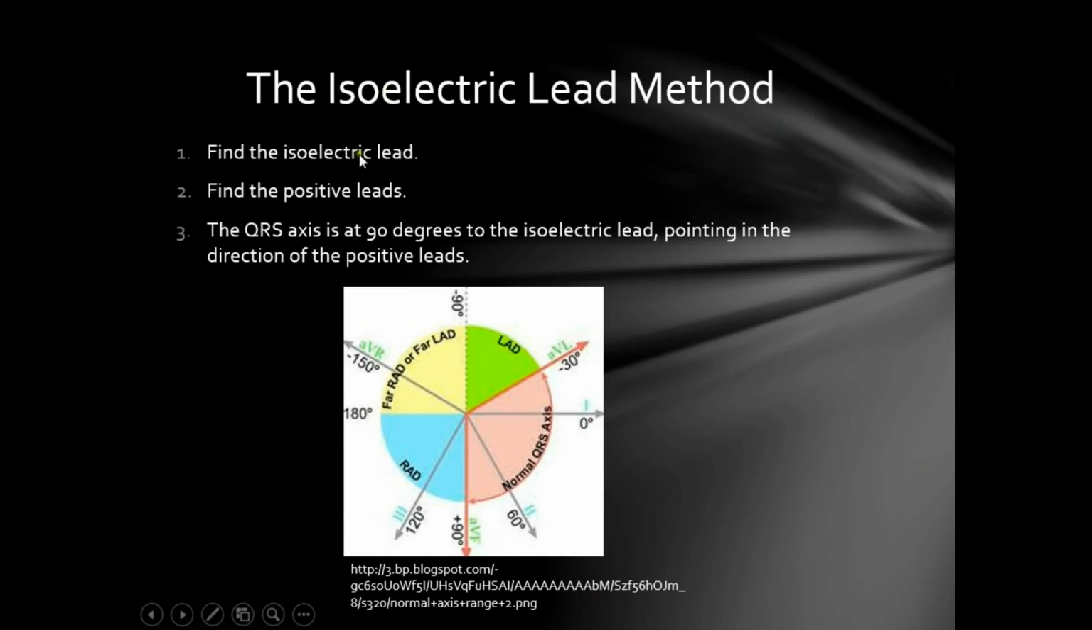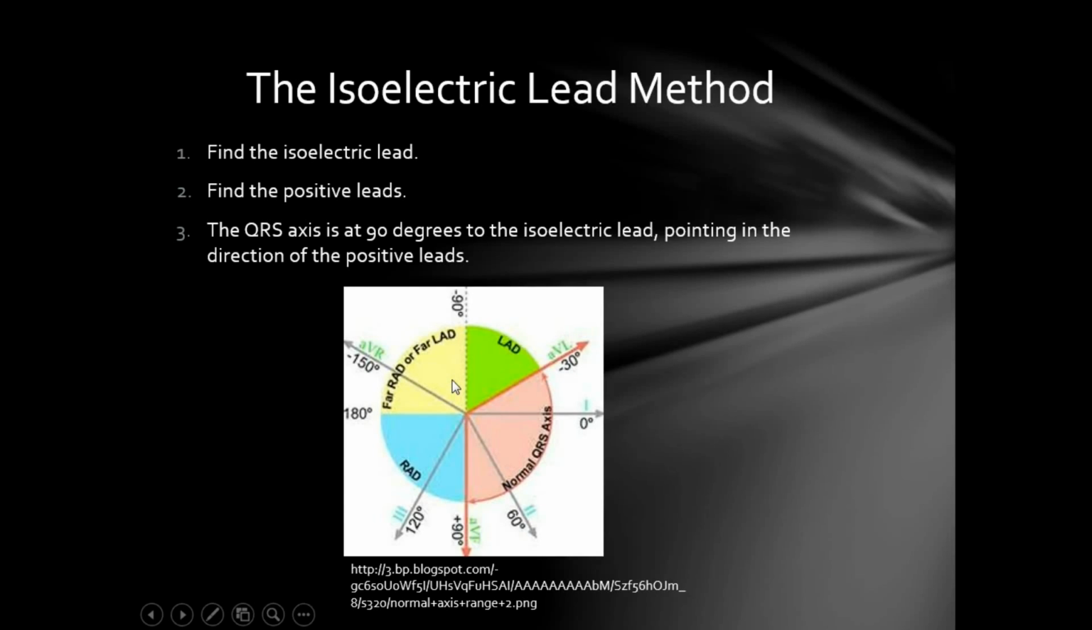And it's pretty simple. The first thing is that you need to find the isoelectric lead on the ECG. And the second thing is to find the positive leads, and the cardiac axis will be towards the positive leads. For example, let's say the isoelectric lead was AVL on the ECG. So your cardiac axis must be perpendicular to the AVL. It has to be at 90 degrees. So the cardiac axis will be either pointing to positive 60 degrees or to minus 120 degrees.